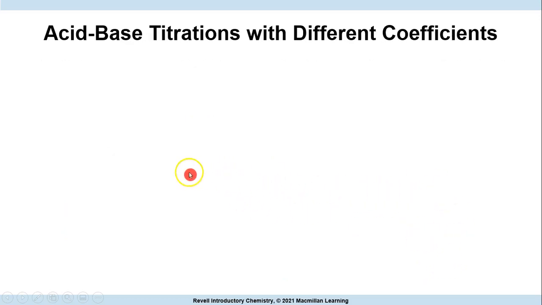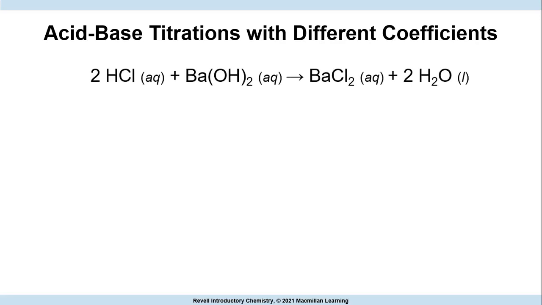Now, let's look at the case where the coefficients of the acid and the base are different, unlike sodium hydroxide and hydrochloric acid that have the same coefficients of 1:1. Now, let's look at hydrochloric acid reacting with barium hydroxide here. We see that in this balanced equation, we have 2 moles of hydrochloric acid and 1 mole of barium hydroxide. We are not just going to state that molarity of acid times volume of acid is equal to molarity of base times volume of base, because the coefficients are different.